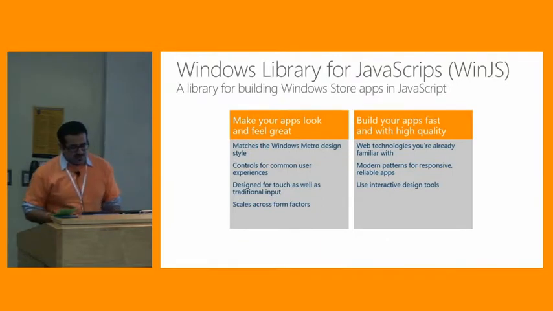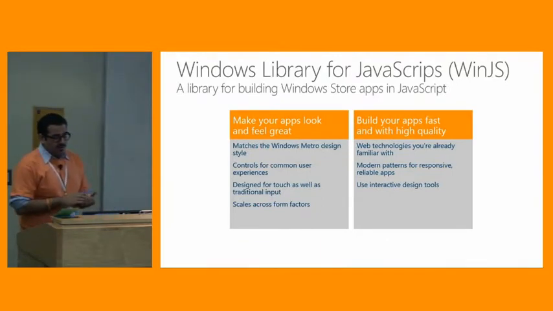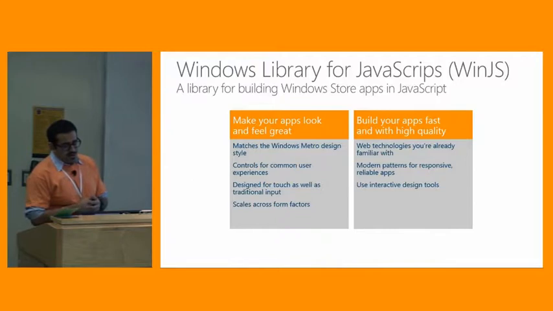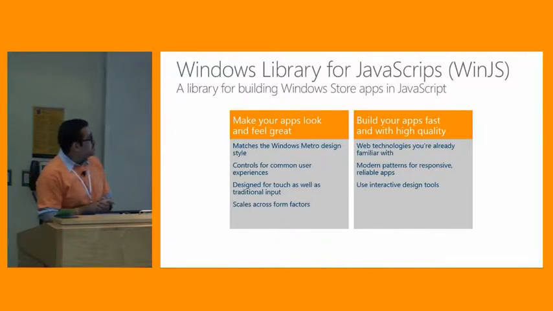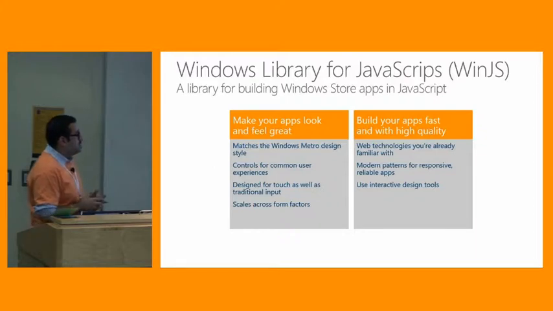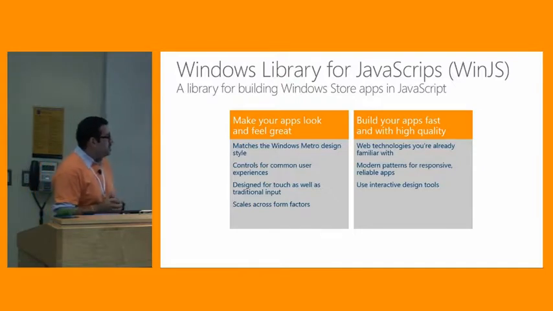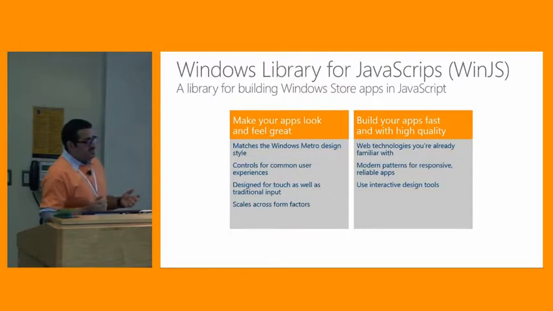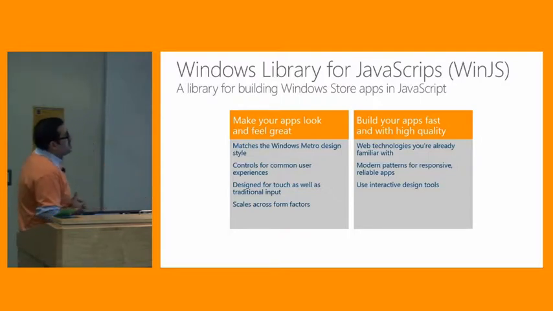And it's really got two pillars. So make your apps look and feel great, and build your apps fast and with high quality. So you get Metro design language out of the box. You get that personality for your apps. Controls for common user experiences. Designed for touch as well as mouse and keyboard. I demoed that a little bit earlier. Scales across different form factors, and you get Snap View as well, which is great.